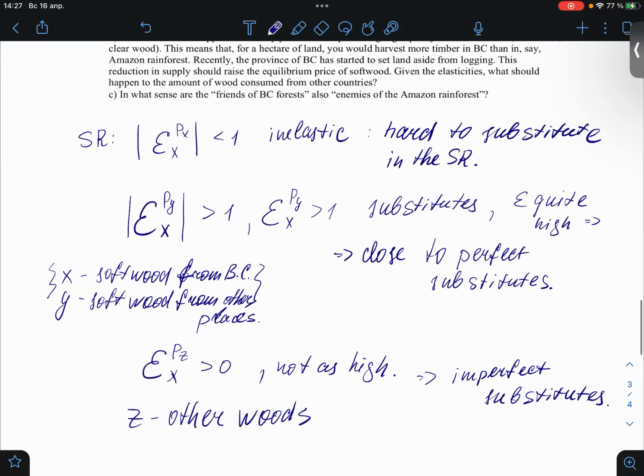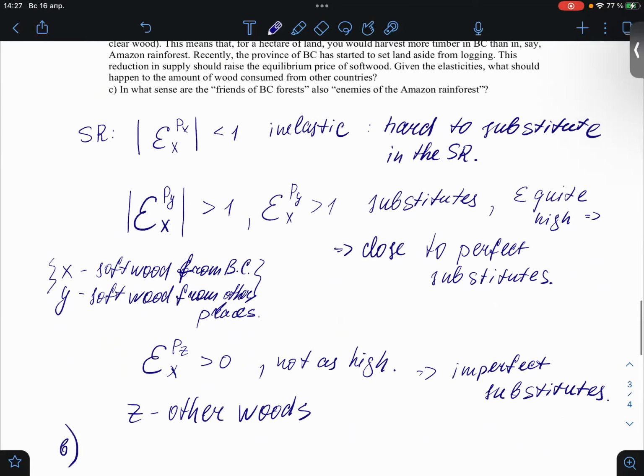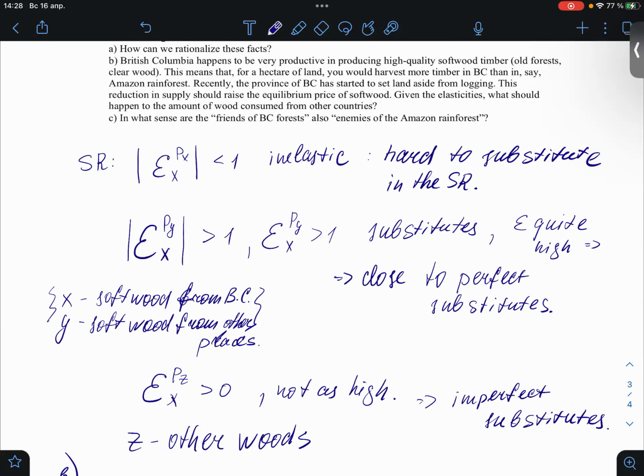Point B. British Columbia happens to be very productive in producing high quality softwood timber, old forests, clear wood. This means that for a hectare of land, you would harvest more timber in British Columbia than in, say, Amazon rainforest. Recently, the province of British Columbia has started to set land aside from logging. This reduction in supply should raise the equilibrium price of softwood. Given the elasticities, what would happen to the amount of wood consumed from other countries?